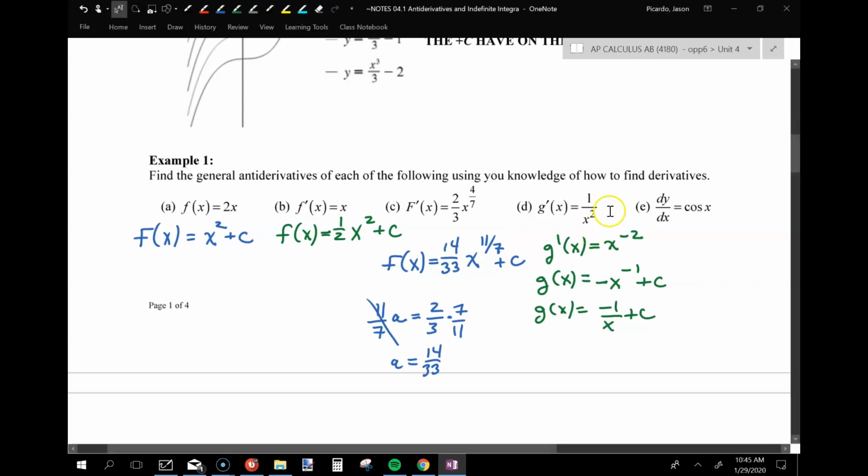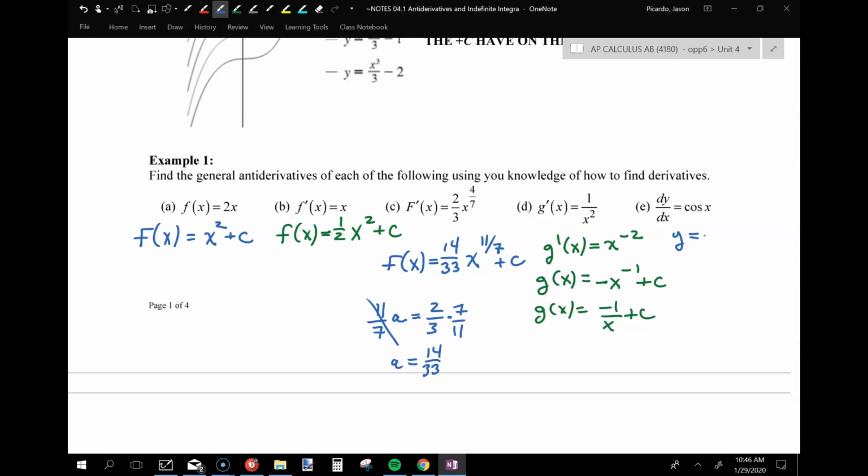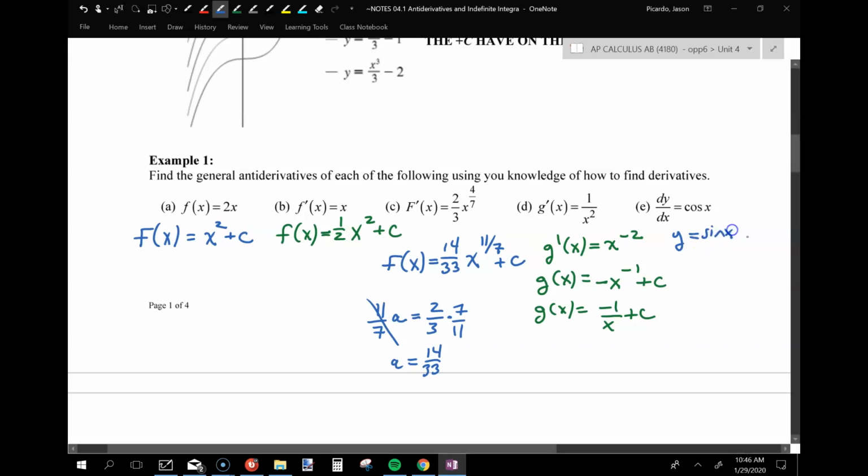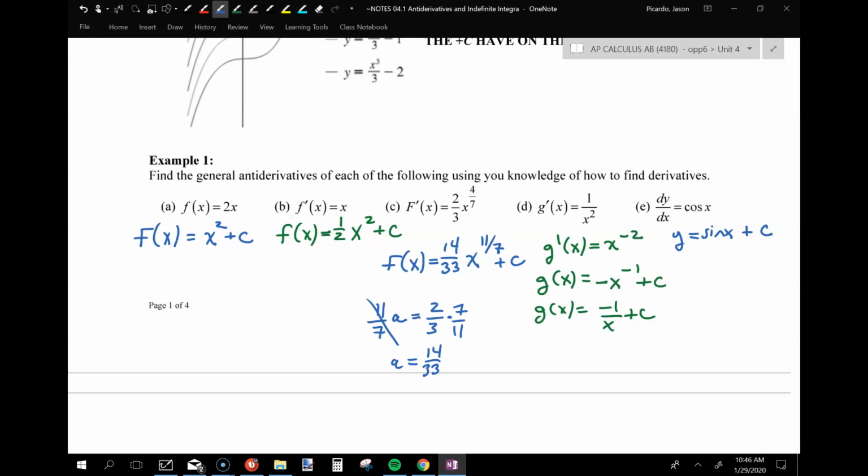And notationally, I write this as dy/dx, which means what? The derivative of y with respect to x, which means your original function must have been in the form y equals, right? So what trig function gives me a derivative of cosine? Sine plus c, right? So what I've done here, guys, is I've given you 5 very, very straightforward antiderivatives, right?